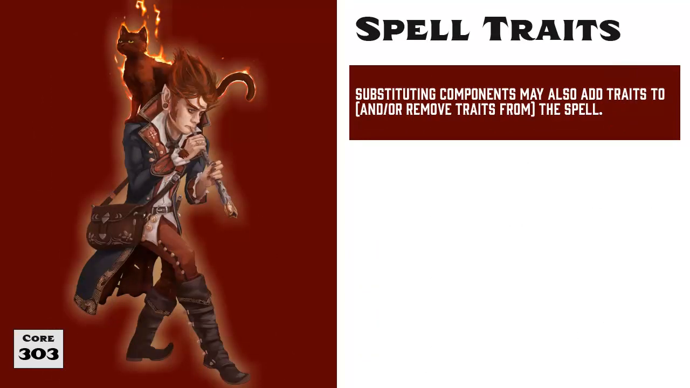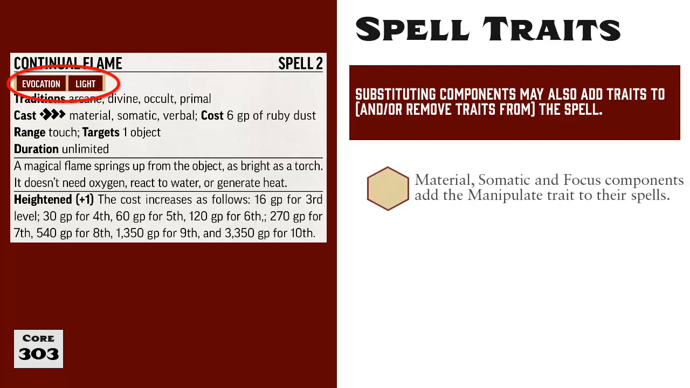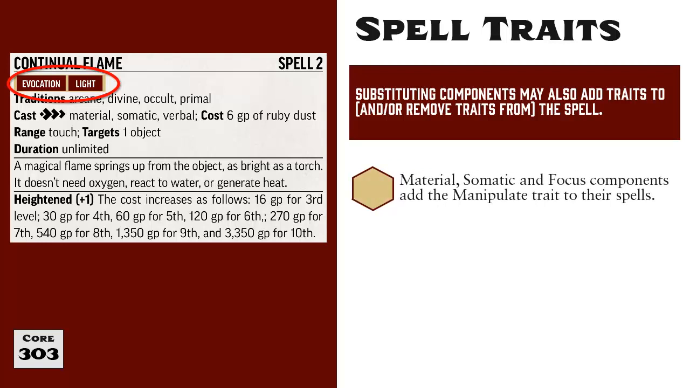And the last piece about spell components that we need to cover is how a spell's traits change depending on what components are used to cast it. Each spell lists their regular traits in the description. For example, Continual Flame has the evocation and light traits by default, but each spell component may add more traits to it. Spells using material, somatic, or focus components add the manipulate trait to the spell, and spells cast using the verbal component gain the concentrate trait.